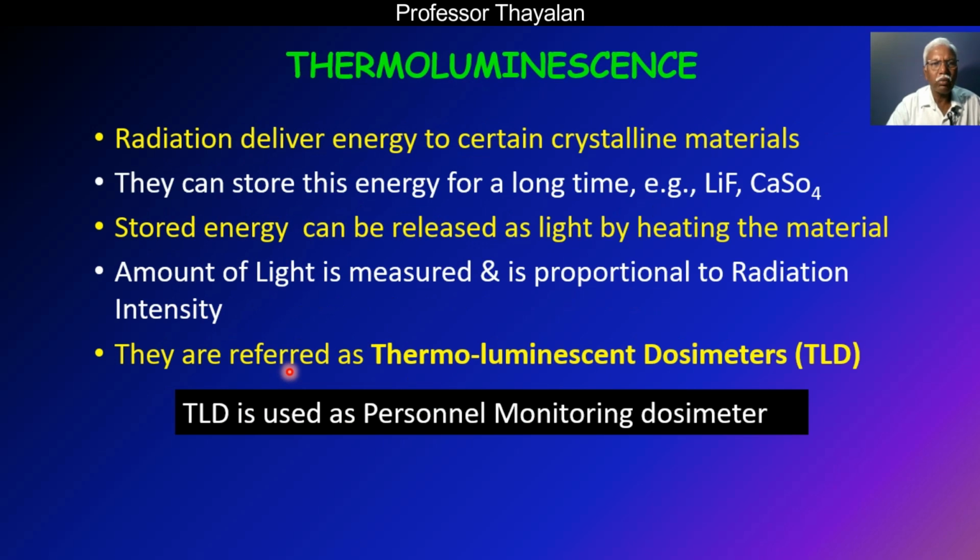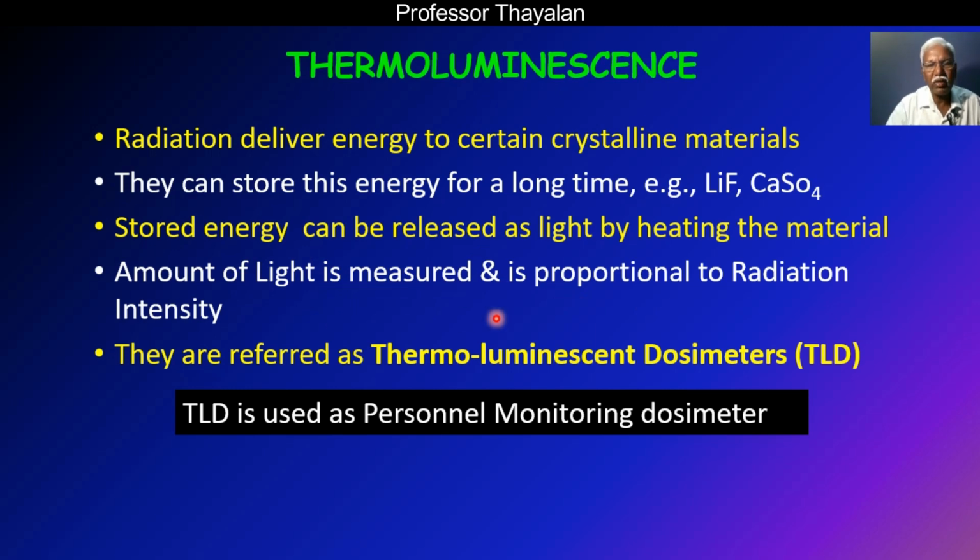Let us see what is thermoluminescence. When a crystal absorbs radiation, it will store the energy for a long time. For example, you can take lithium fluoride or calcium sulfate. These are the crystals which can receive radiation and store the radiation energy for a long time. How to get the energy out? To release the energy, what can we do? We can heat the material. By heating the crystals, we can get a light emission. This light is measured, which is proportional to radiation intensity.